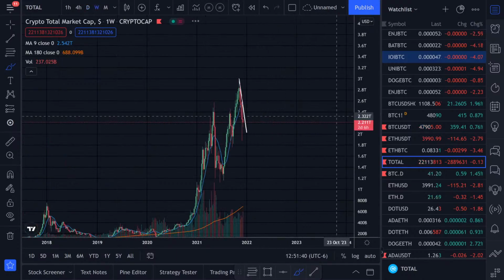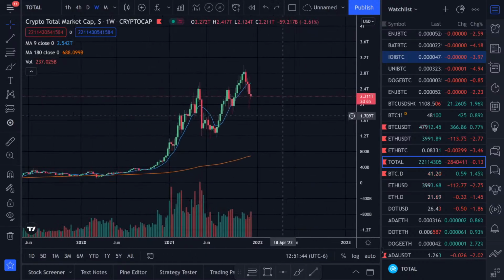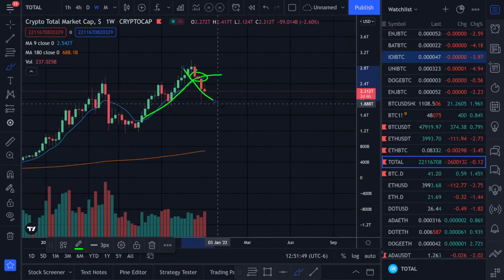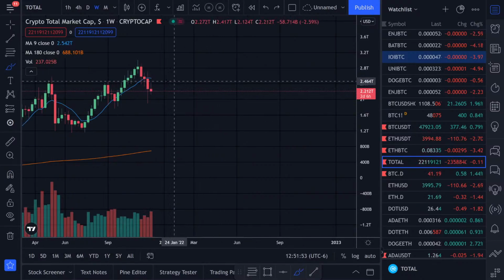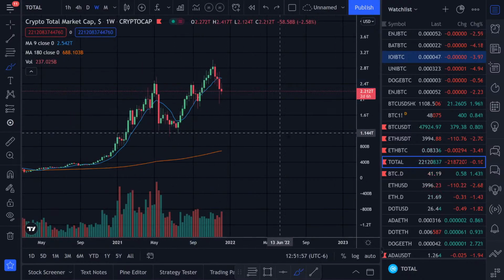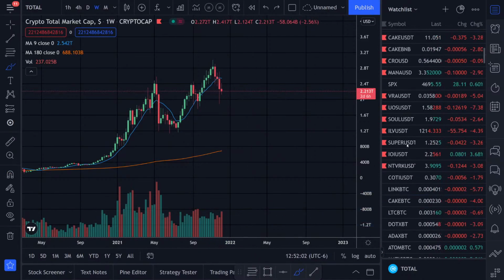Watch the moving averages, because those are signals in my opinion as well. Once we start breaking these moving averages, these are basically like extra trend lines. So if we break that, then that's a bearish signal. If we break above it, bullish signal. Volume, keep an eye on the volume.